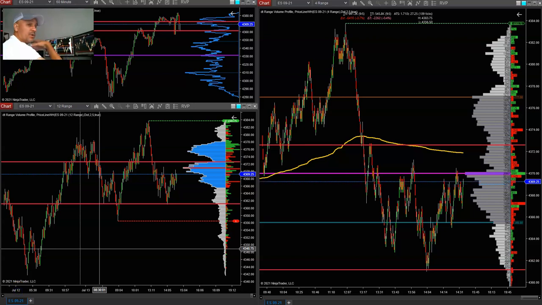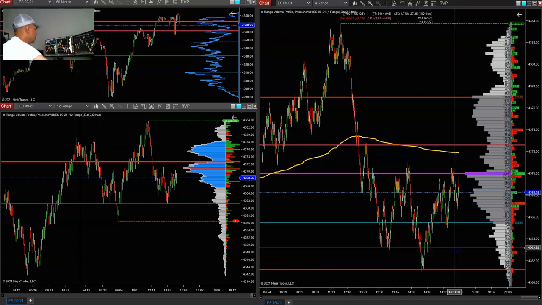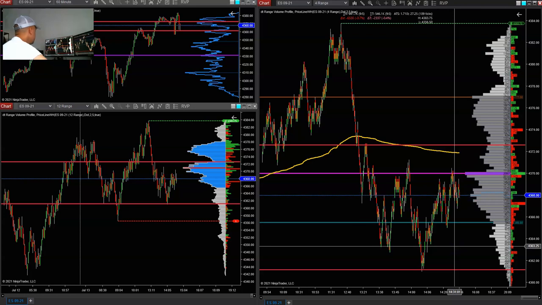And what I want to show you here is what price is actually doing right now. We're looking at the S&P 500, the E-mini, the ES futures. So we say the ES futures, E-mini, S&P 500, however you want to say it. So it is the futures. And what price is actually doing?